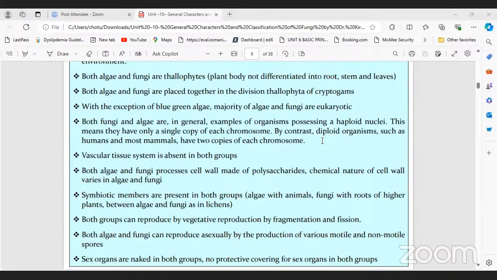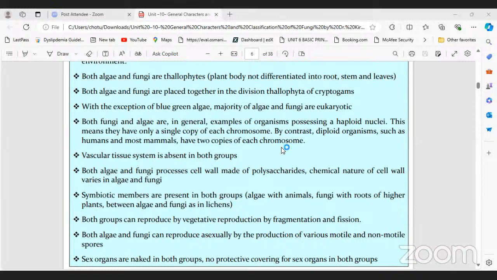Fungi and algae both generally possess haploid nuclei. They have only a single copy of each chromosome. Very important. By contrast, diploid organisms such as humans and most mammals have two copies of each chromosome. Here, the main point is that haploid means a single copy. In diploid conditions, two copies of each are present.